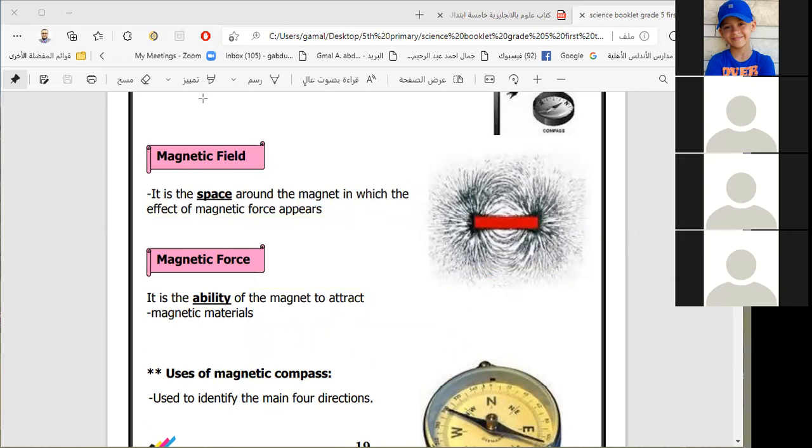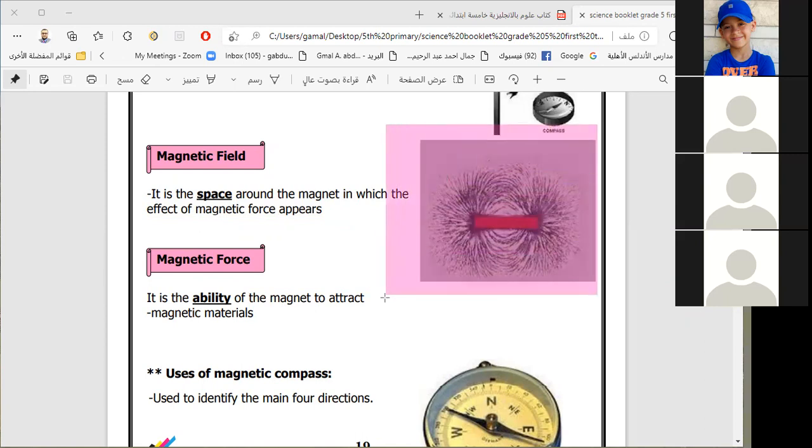When the magnet becomes stronger, does the area increase or decrease? Increases. The area will be bigger if the magnet is stronger. This area, the area of the magnetic field, increases if the magnet becomes stronger. You have a larger area if the magnet becomes stronger. If the magnet becomes stronger, it has a larger magnetic field. It has a larger area. Okay, my son?